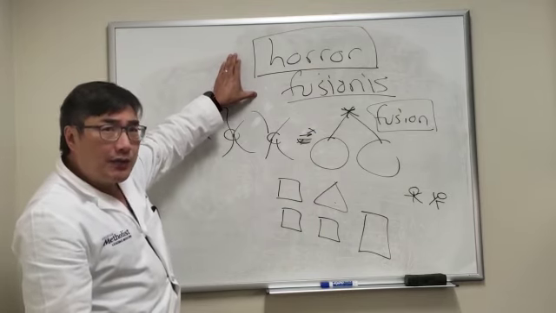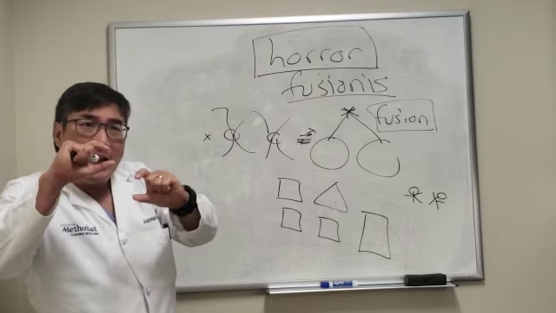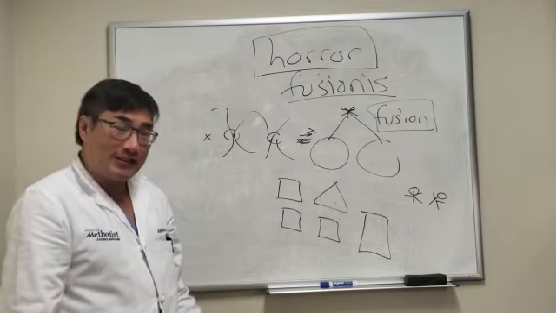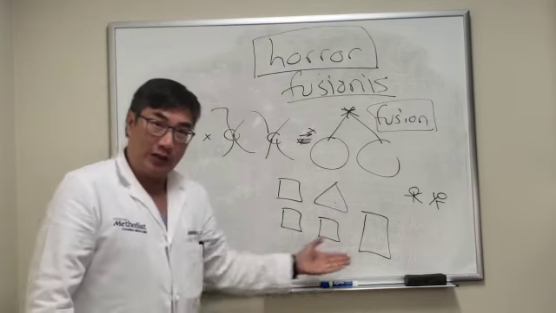Some people, even if you put the prism on and align their eyes, they can't maintain it. And that is called horror fusionis, the horribleness of inability to fuse regardless of what the mechanism is.